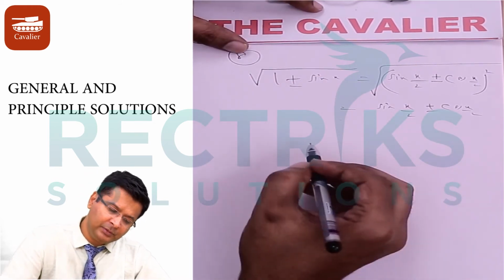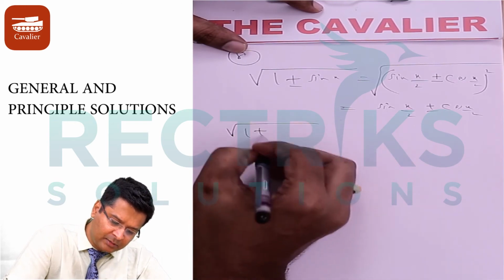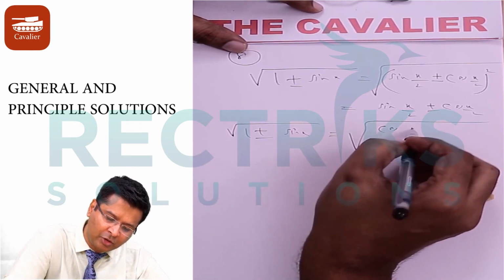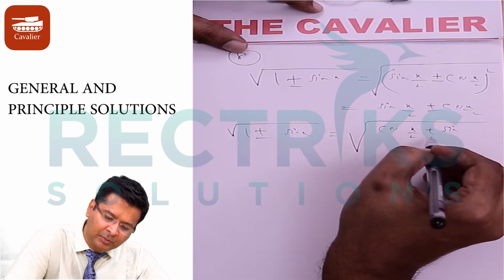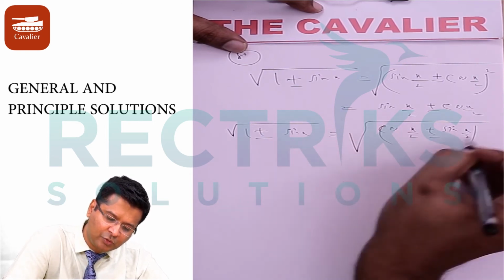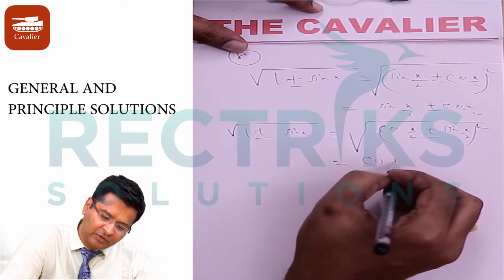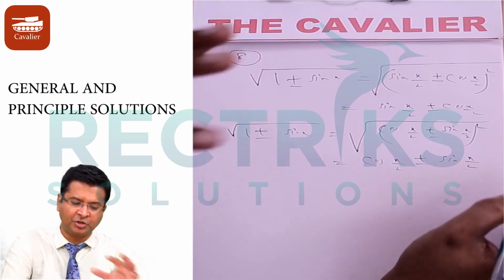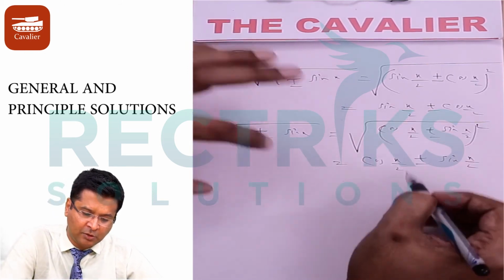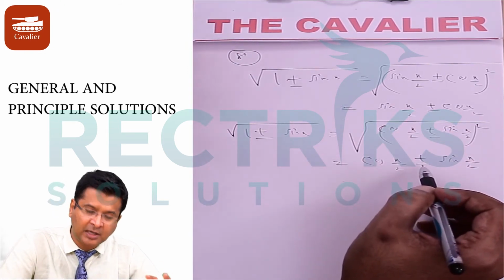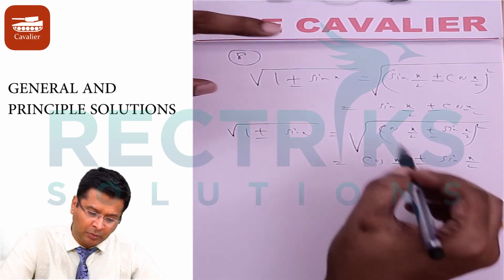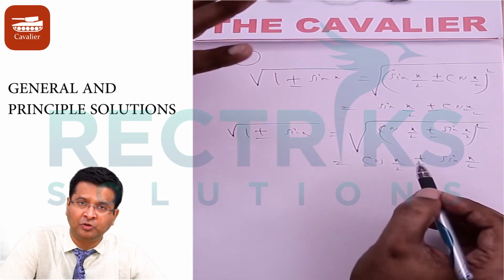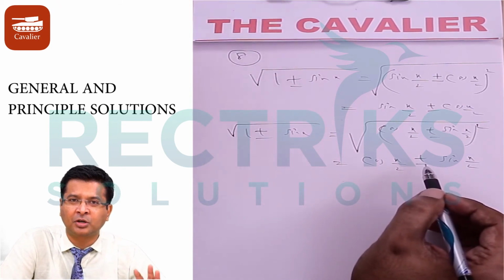And the same formula can be written as under root of 1 plus minus sin x is equal to under root of (cos x by 2 plus or minus sin x by 2) whole square, which on solving will give you cos x by 2 plus minus sin x by 2. Now the question arises here, sir, why are we writing two formulas for the same value? Now that depends on the quadrant. In which question you have to use which formula is entirely a question of quadrant.